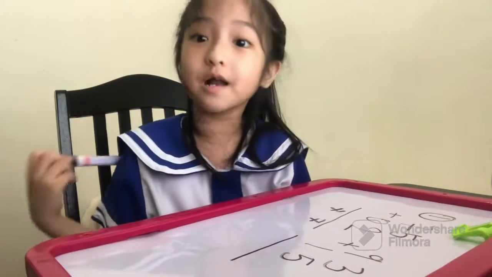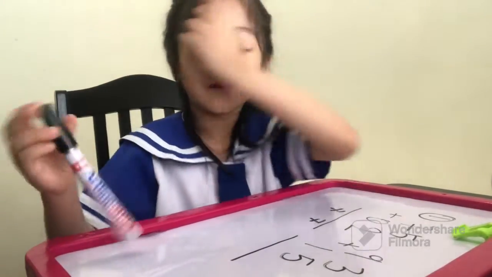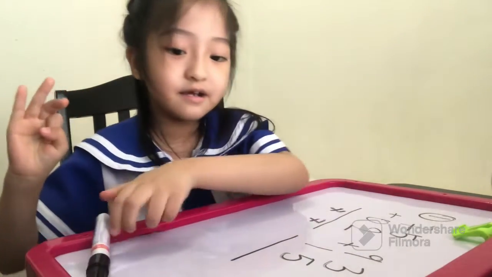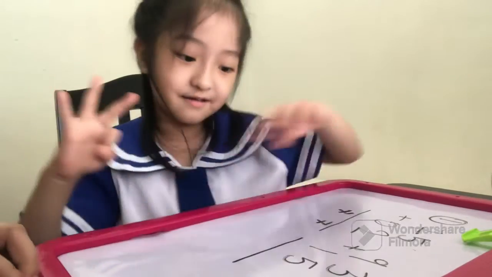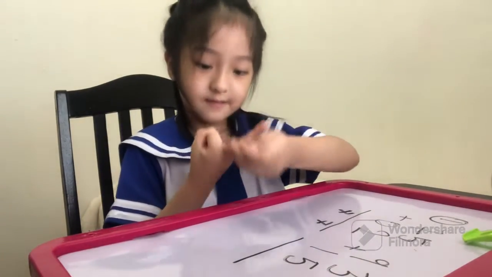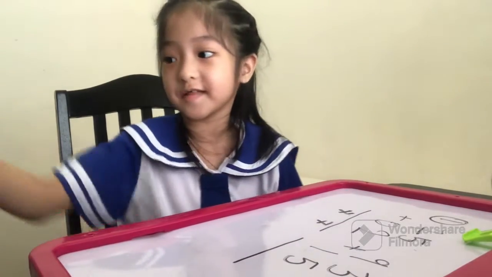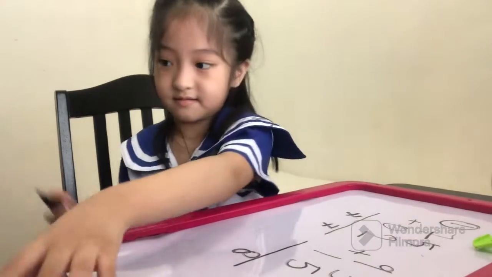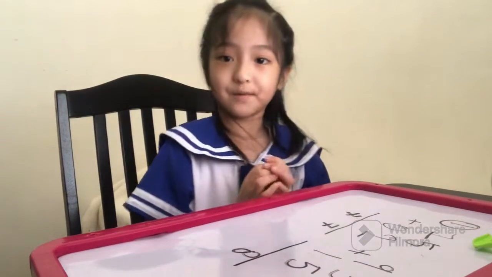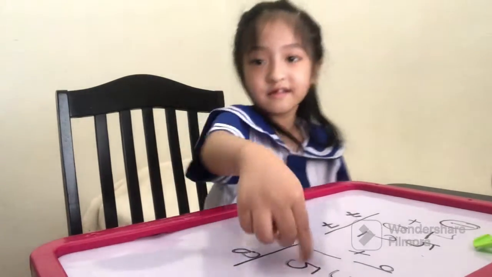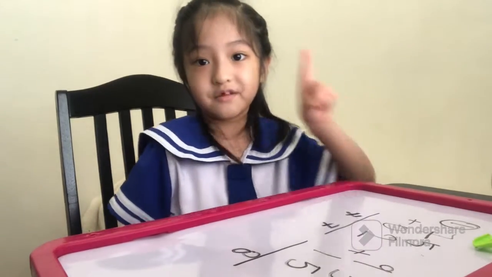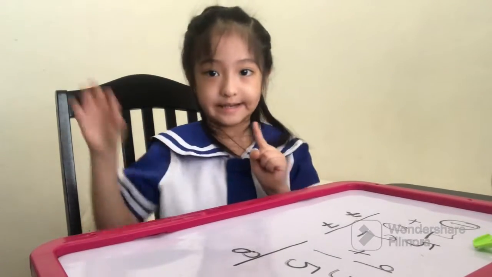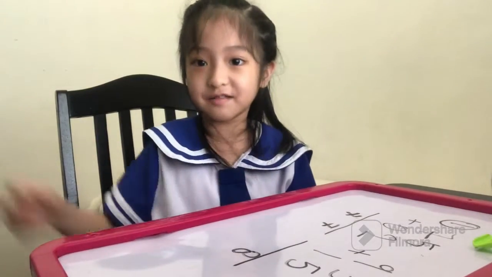Now, first we go to the smallest one. We look for the smallest one. So the smallest number is 3, and then continue counting. 5, 6, 7, 8. So the answer is 8, guys. And then we go to the bigger number first. 9 and 1. So we're going to start with 9. The smallest number is 1, and continue counting. 9, 10. See, the answer is 10, guys.